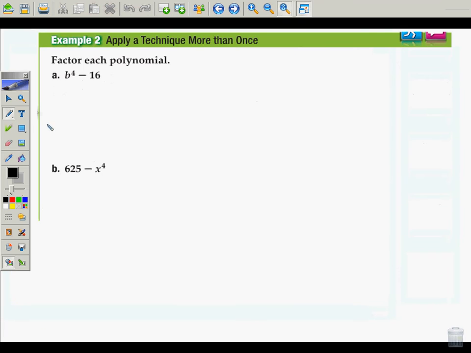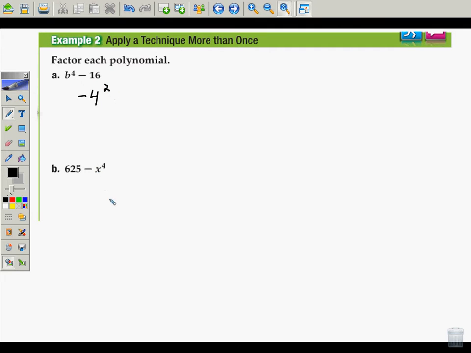In this example, we can see that we're going to have to apply a technique more than once, and you'll see what that means once we get to that step. Okay. Big thing is, you're looking at these two terms and you may say, well, I've got b to the fourth minus 16. I know 16 is the same thing as 4 squared, but I don't have b to the fourth, that's not anything squared.